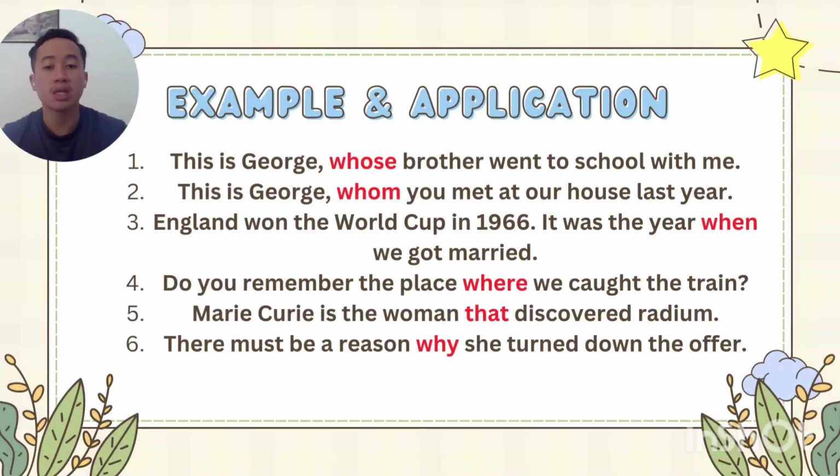But this sentence shows that that has a special use: we can use it for people, and also for things. And lastly, there must be a reason why she turned down the offer. Why is also a relative clause, and we can see that why, a part of the 5W1H questions, is used to tell the reason in a relative clause.